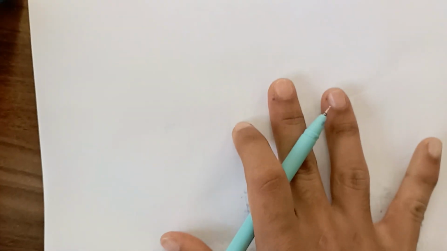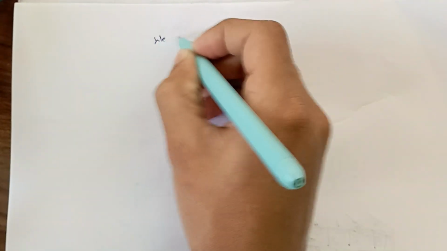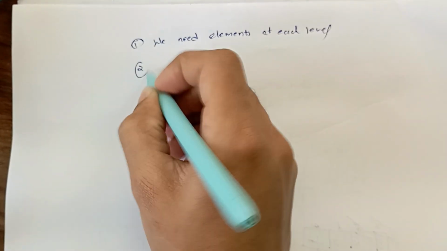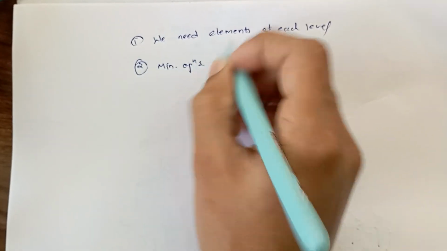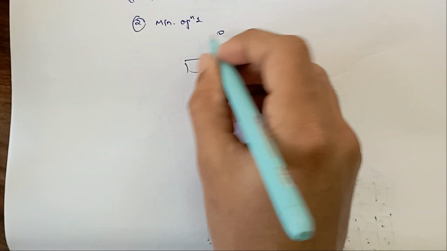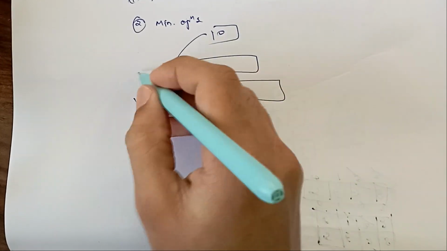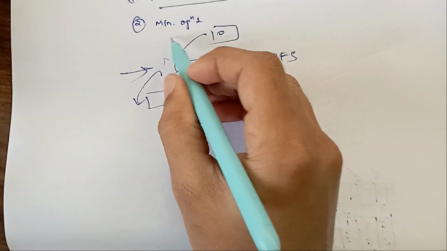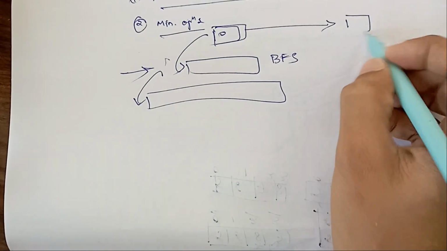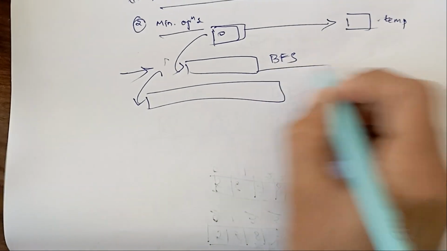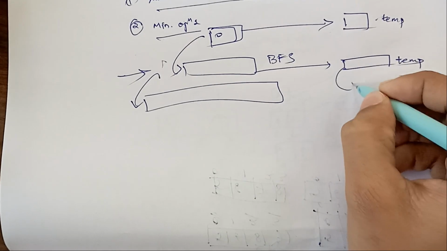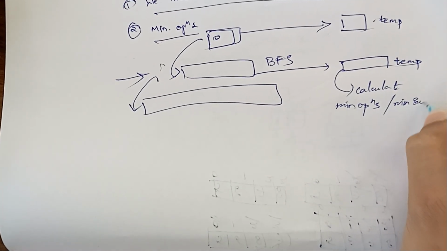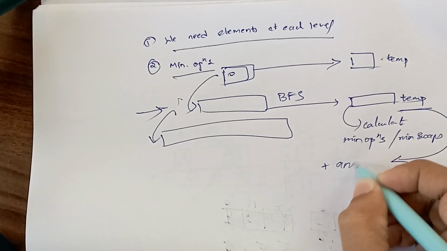If you break down this question, we need the elements at each level. This is the first step. The second step is the minimum operations. We need to do only these 2 steps. So how do you get level after level? We can use a breadth first search. The first thing is we need the elements at each level, converted to a temporary array, and then we need to calculate the minimum operations or minimum swaps for this array and add that to the answer.